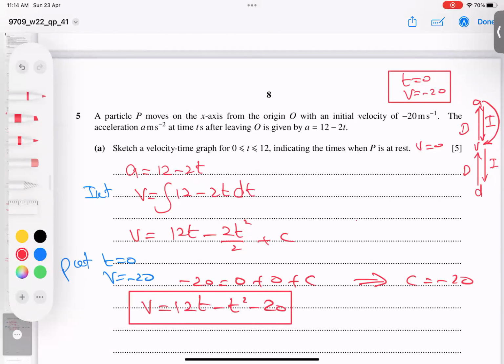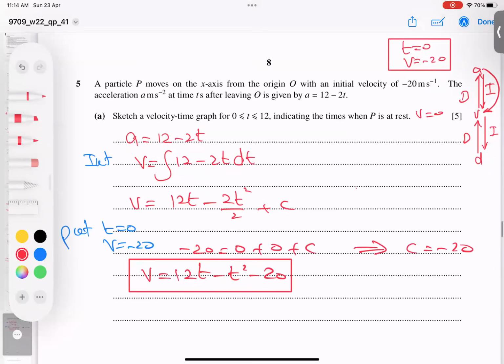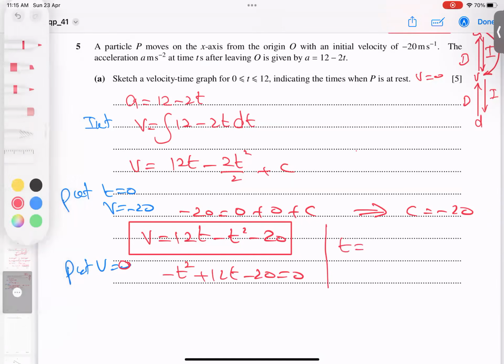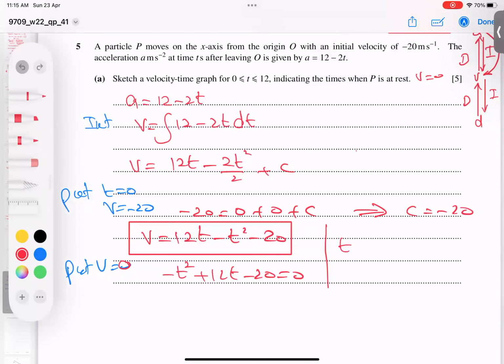But he was not asking for velocity expression. Now for the sake of understanding where it stops, I will put here velocity 0. When I put velocity 0, students, what happened? I will apply 0 here, reorder negative t square plus 12t minus 20 equal to 0. And now I'm applying here quadratic formula, or factorization. I think I factorize better, which will save my time.